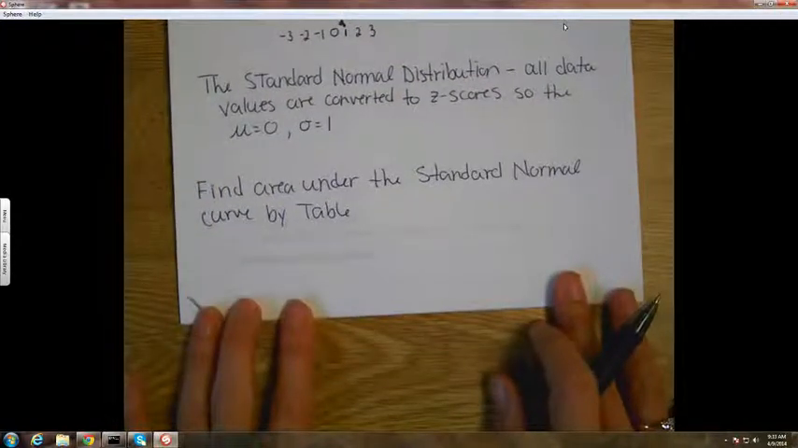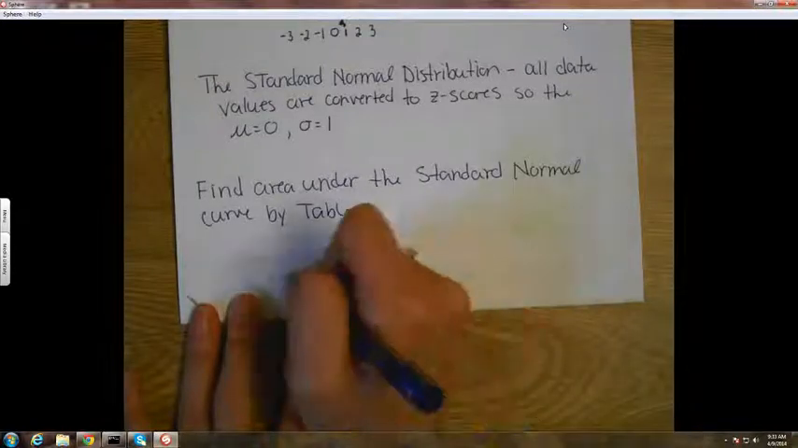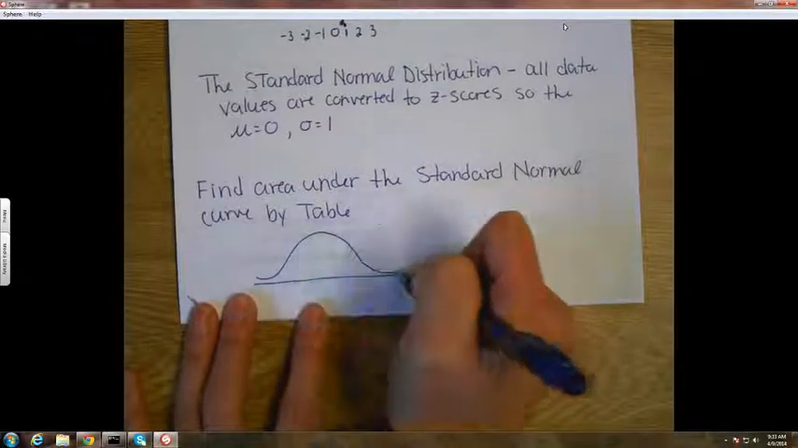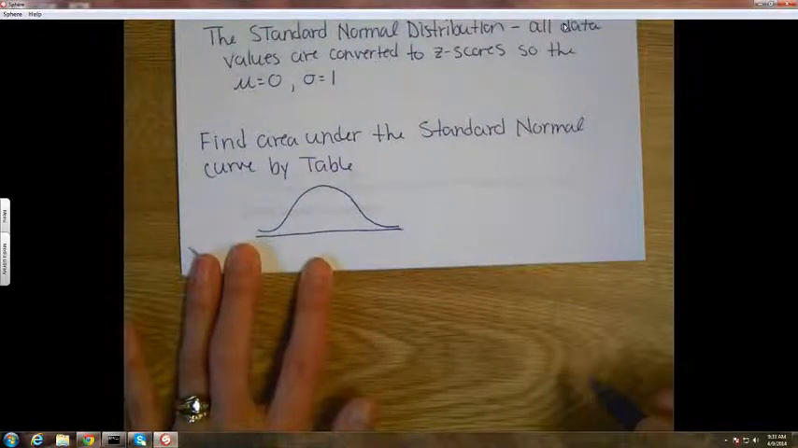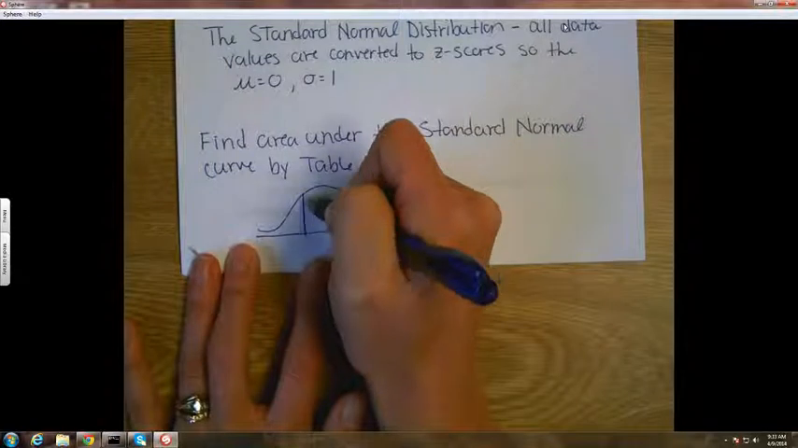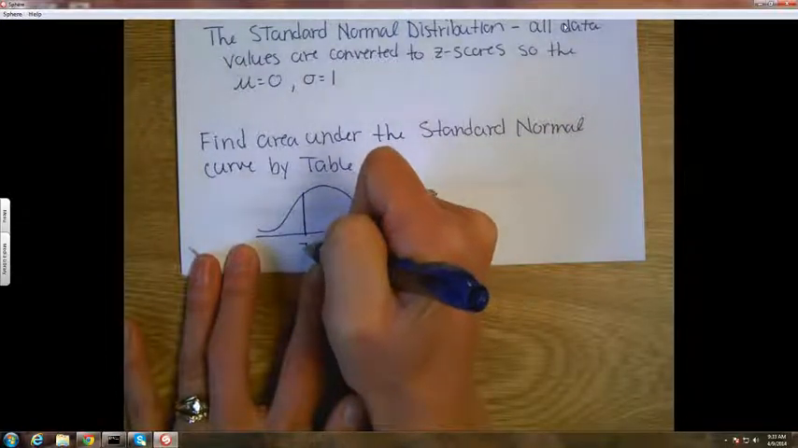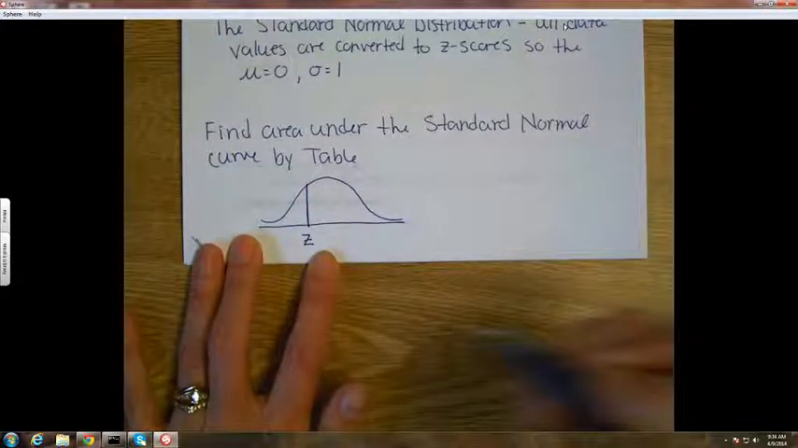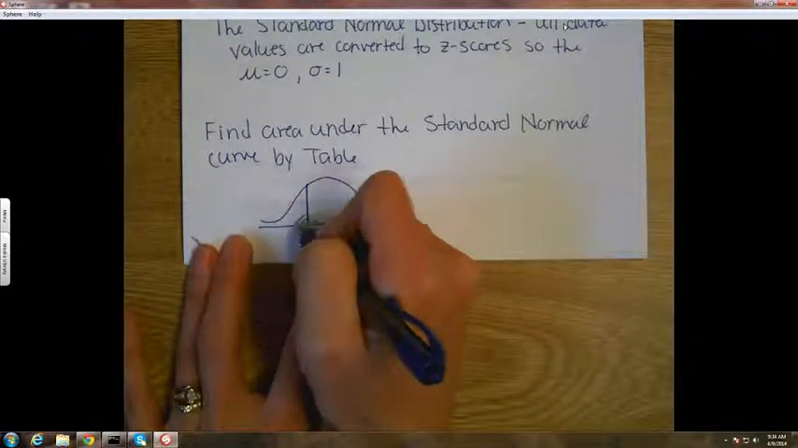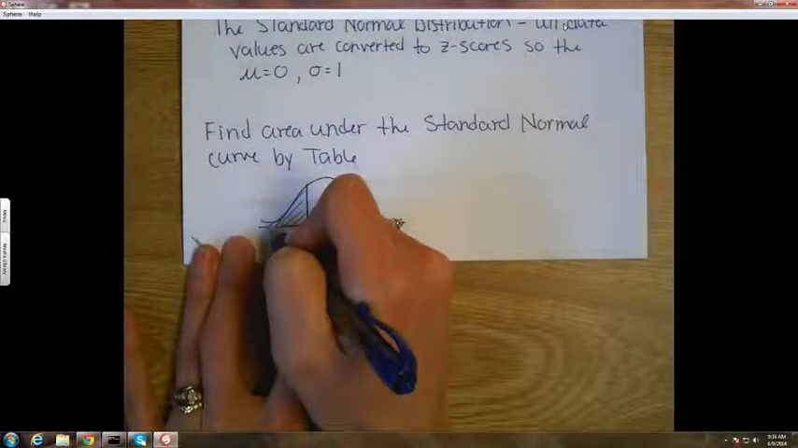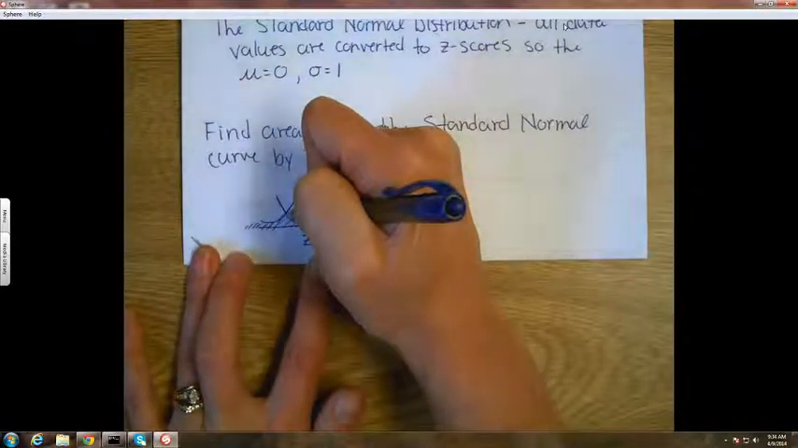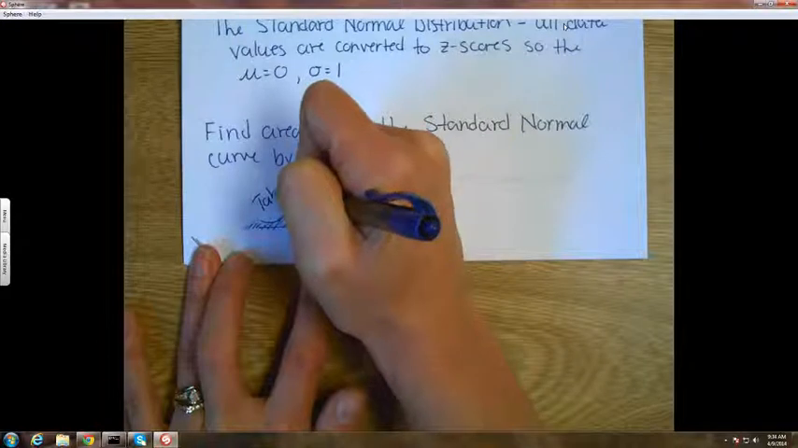The way the table works: if you look up a z-score on that table, it's going to give you the area behind that z-score. It's going to tell you how much area there is to the left, total. So this is what you're going to see in the table value.